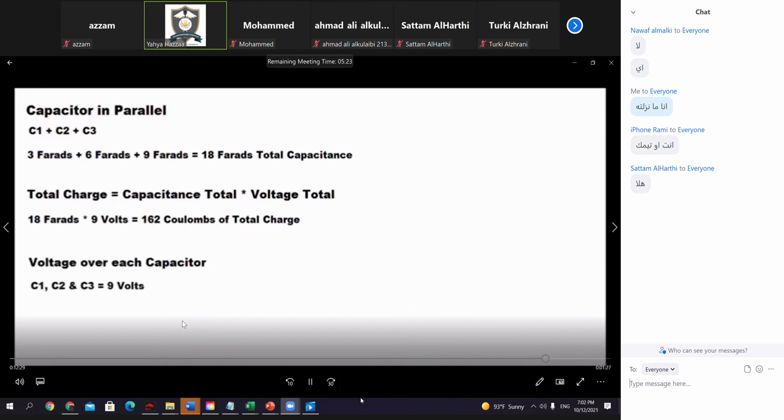On the parallel circuit, the voltage across each capacitor is equal to the voltage supply. Capacitor 1, 2 and 3 all have 9 volts passing through them.